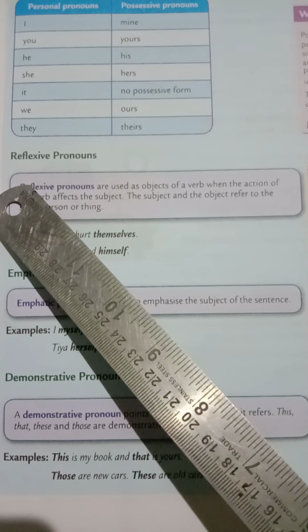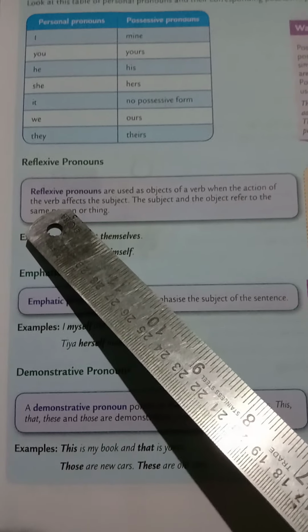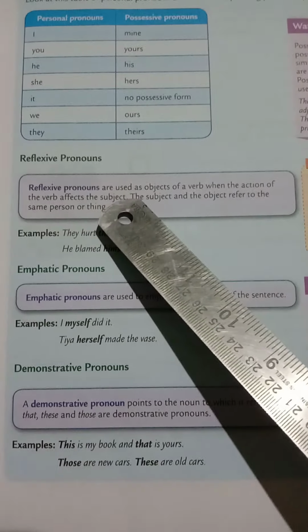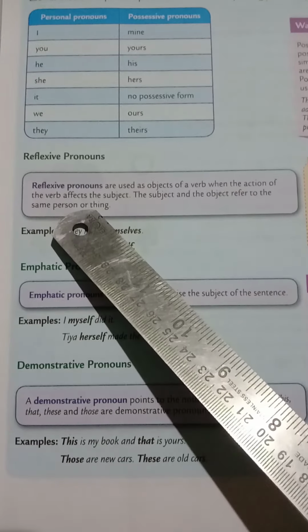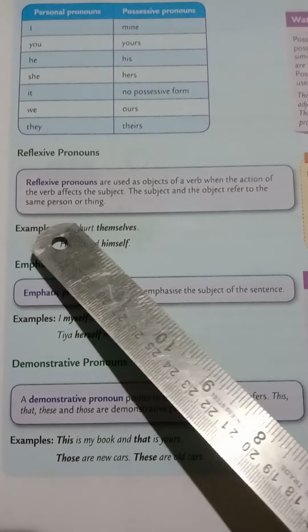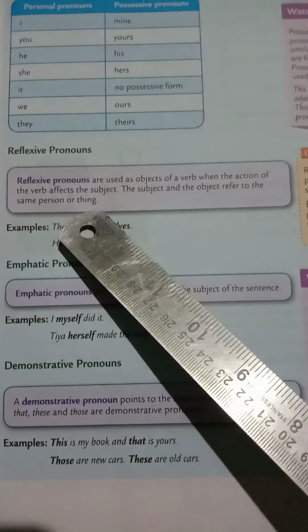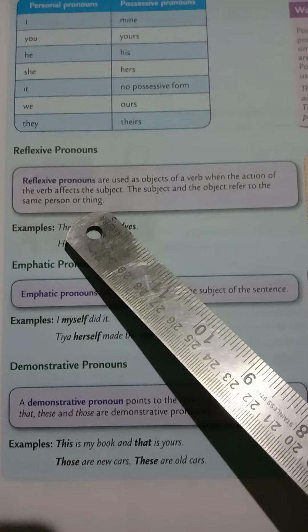So now let's go to the next kind, that is the reflexive pronoun. What is a reflexive pronoun? Reflexive pronouns are used as the object of a verb when the action of the verb affects the subject. So the subject and the object refer to the same person or thing. These pronouns are used as the object of a verb.